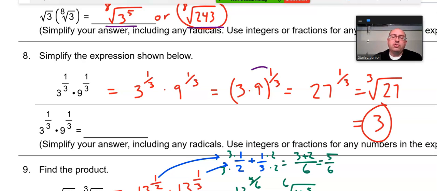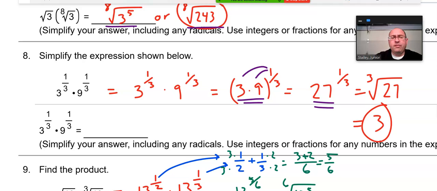See, I know you're used to using it like this, where you push it inside to everything that's inside. Well, I can go backwards and use it. So I can take this and put it together, and now I know that 3 times 9 is 27, and we're looking for the cube root of 27, which is just plain old 3. That's the answer to this question.